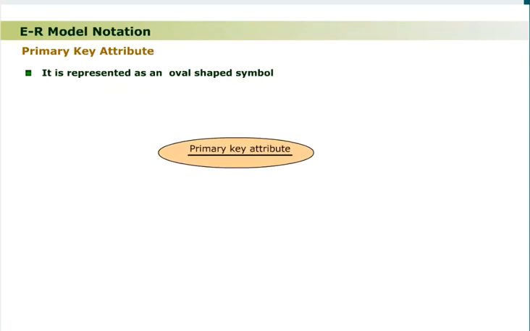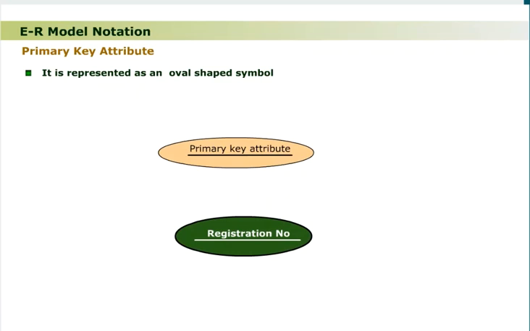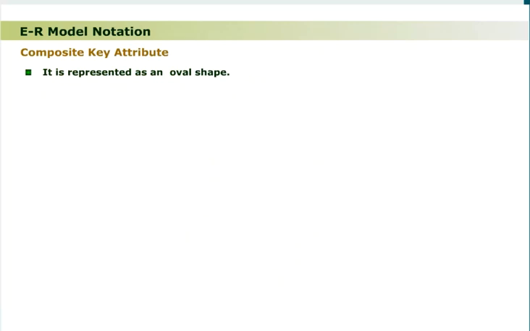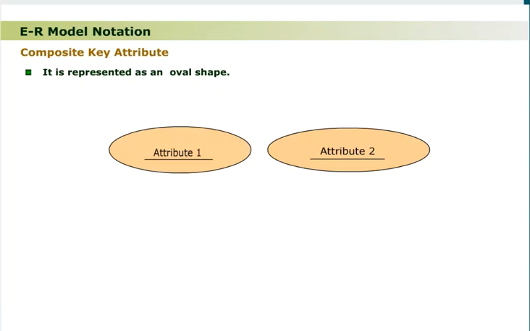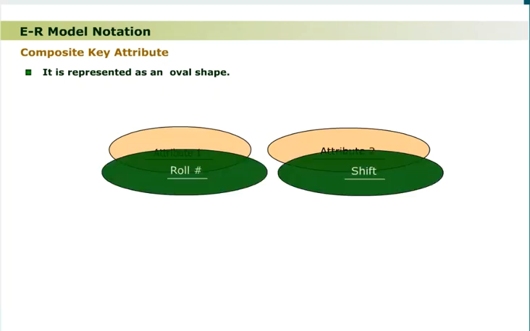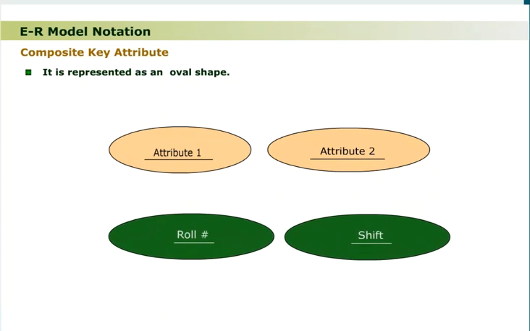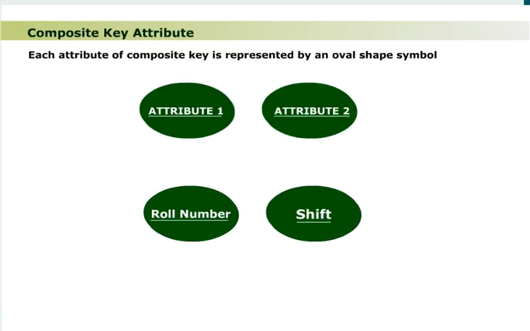Primary key attribute. The primary key attribute is represented as an oval-shaped symbol. The name of the attribute is underlined and written inside, as shown. For example, the attribute registration number is represented as shown. Composite key attribute. Each attribute of a composite key is represented by an oval-shaped symbol with the attribute name underlined and written inside, as shown. For example, the attributes roll number and shift are shown.